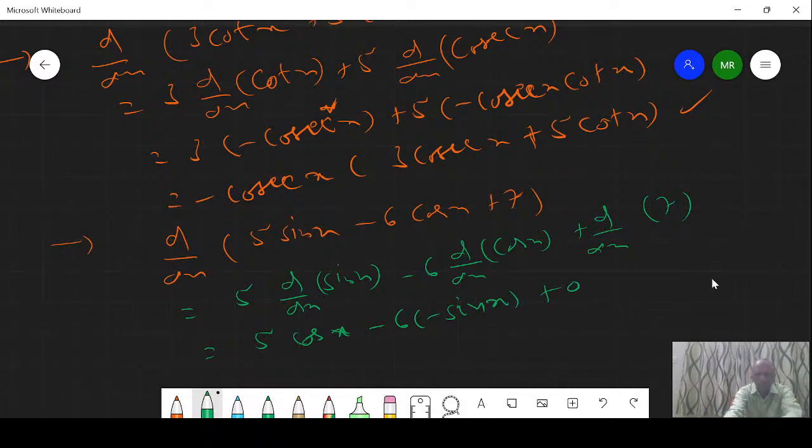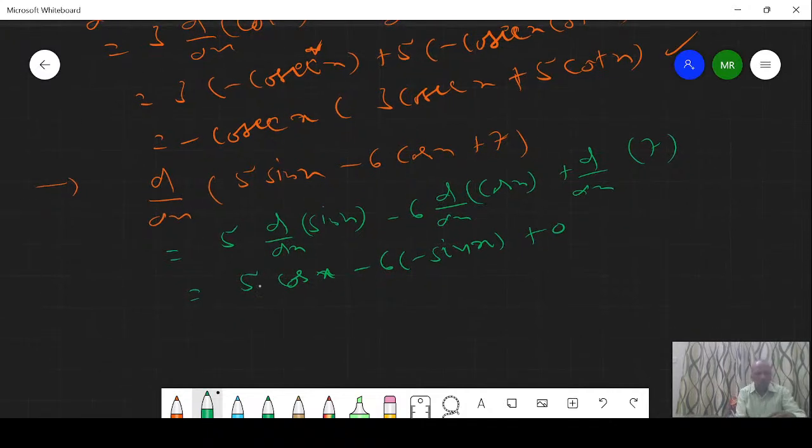So what is the result? I have written directly from the formula. It will come 5 cos x plus 6 sin x. So that will be our answer. d by dx of sin x is cos x, derivative of cos x is minus sin x. So 5 cos x plus 6 sin x.